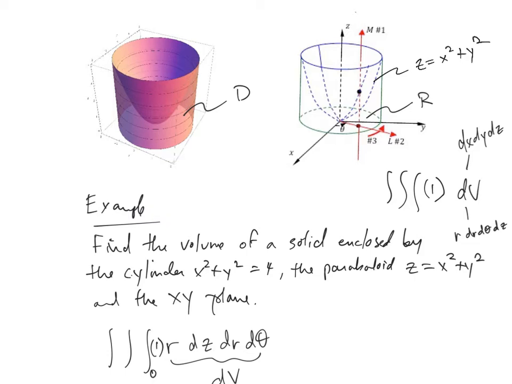Okay, but we know that x is equal to r cos theta. We know that y is equal to r sine theta. So you substitute those into here, and what do you get? Z is equal to what? It's equal to r squared cos squared theta plus r squared sine squared theta, which is equal to r squared.